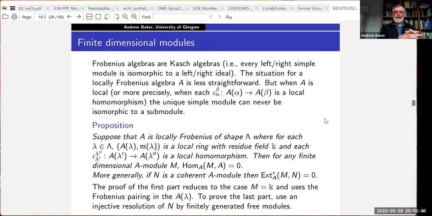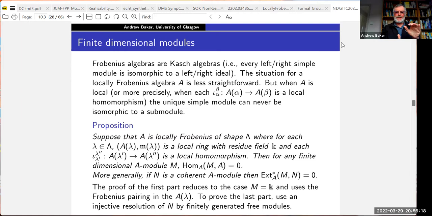Now, all of this hinges on the case of the trivial simple module. And this is one place where you really use a Frobenius pairing inside of these A lambdas. The basic idea is that if M sits inside of A, it's contained in an A lambda, and then you include that in the bigger A lambda and you exploit the Frobenius pairing to see that you get a contradiction if it's a submodule. The only argument I know for that really does come down to using the Frobenius pairing.